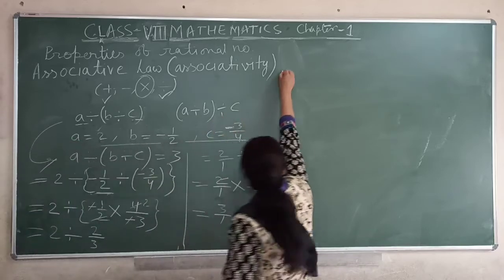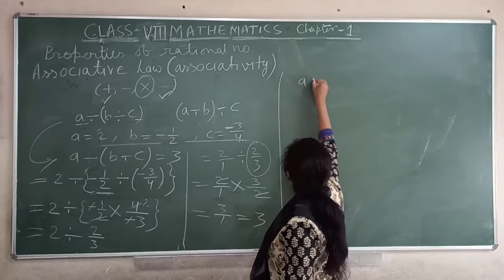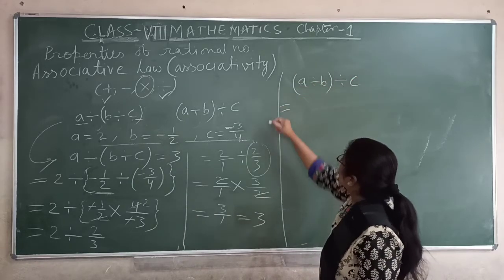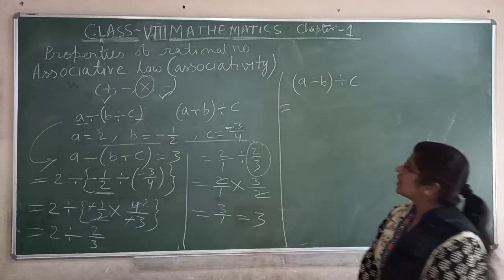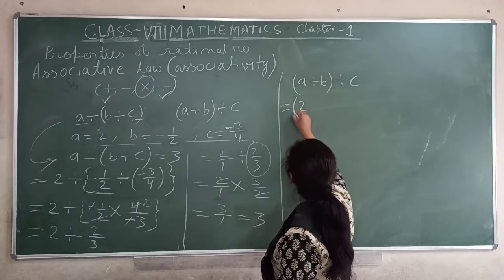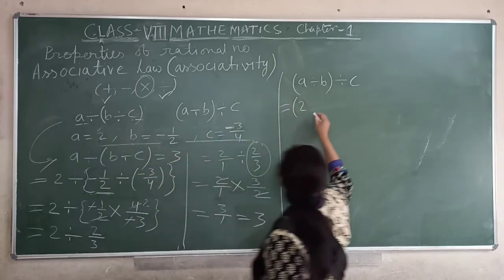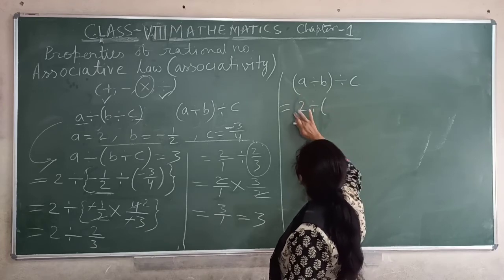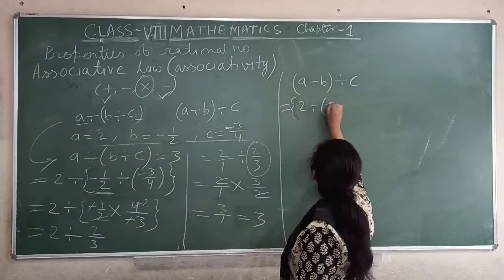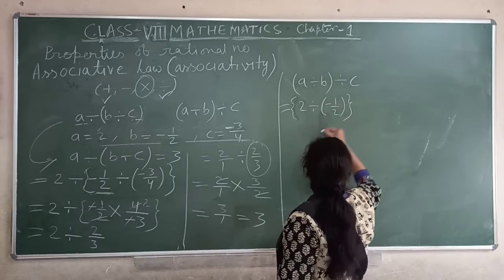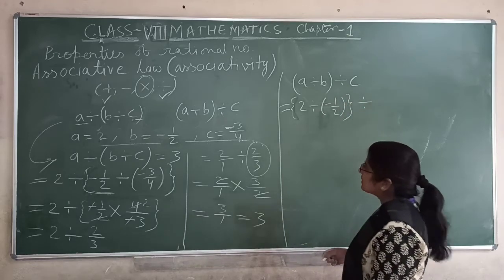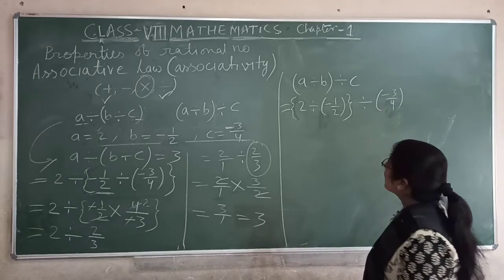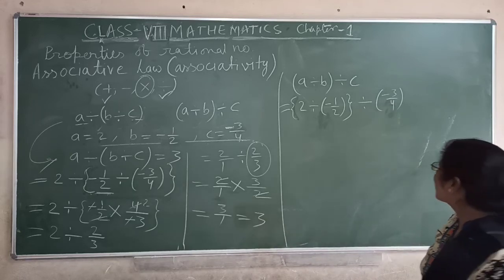Let's check for this one: (A divided by B) divided by C. Okay, A equals 2. We suppose here A equals 2 and divided by B. So B is minus 1 by 2. Within bracket, we have to write divided by C. C is also negative, minus 3 by 4. We have to write the negative within bracket.